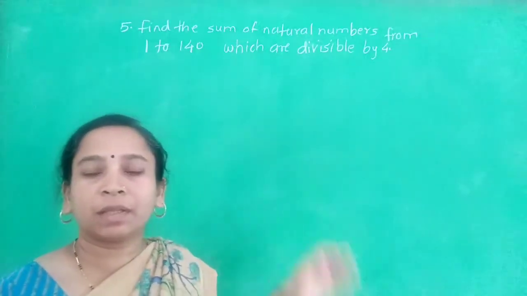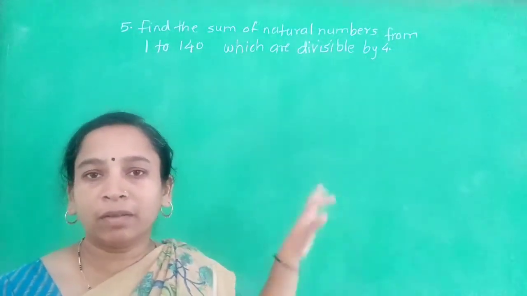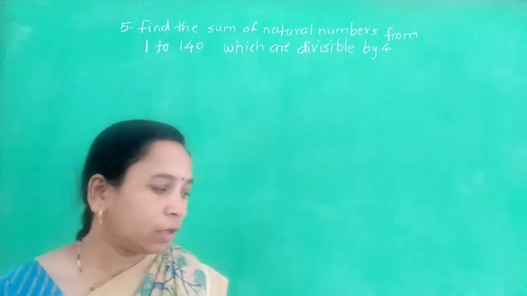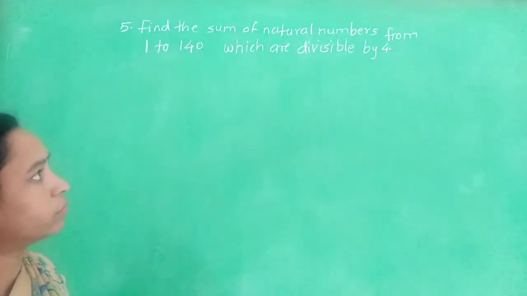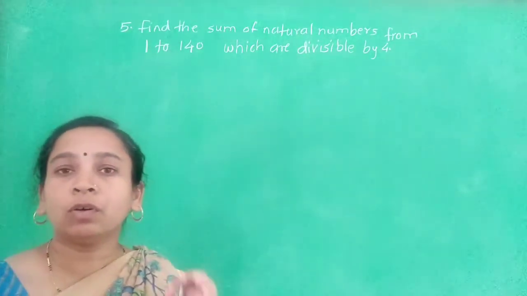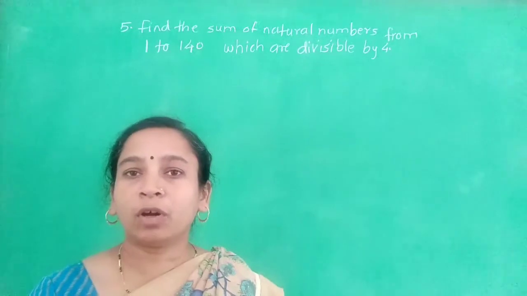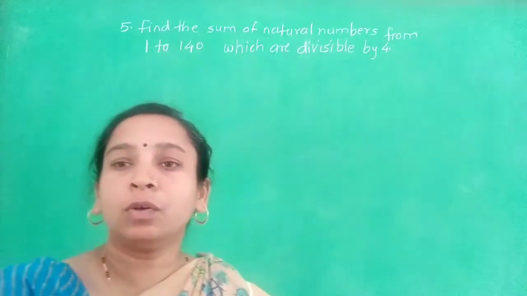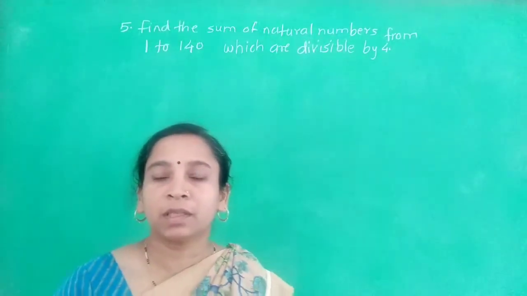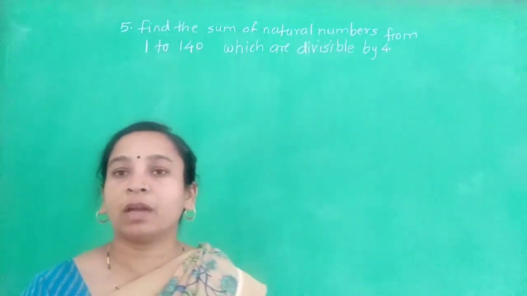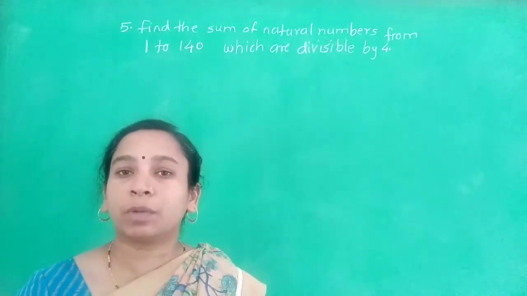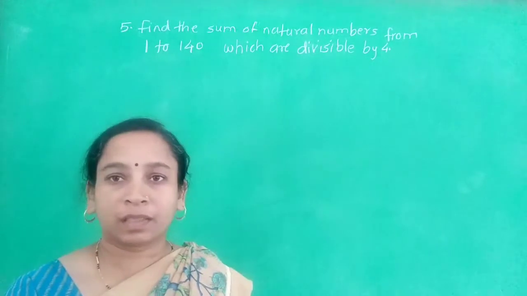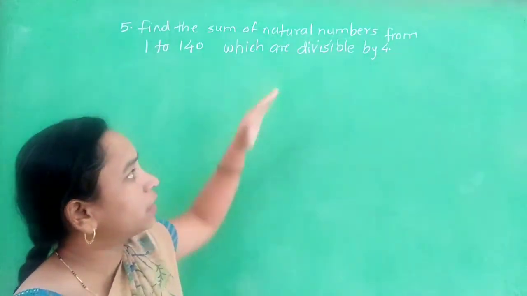In this fifth example, they have given the activity, but I will solve it. You can complete this activity with the help of this solution. Here they have said that find the sum of natural numbers from 1 to 140. And one more condition is given, which are divisible by 4. So here you can prepare your own examples. Instead of divisible by 4, you can take the example which is divisible by 5, which is divisible by 6, which is divisible by 7, etc. So here we will see which are divisible by 4.